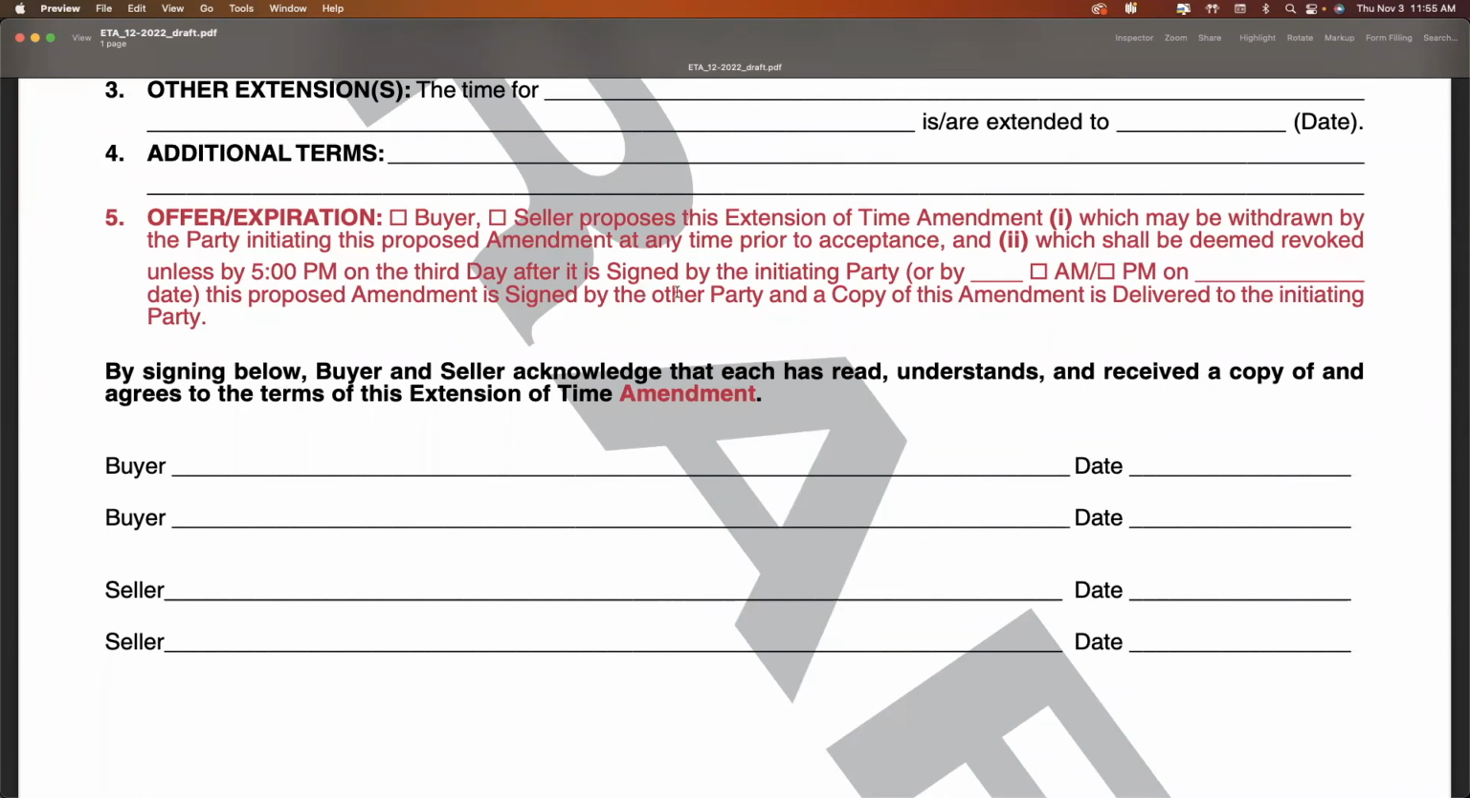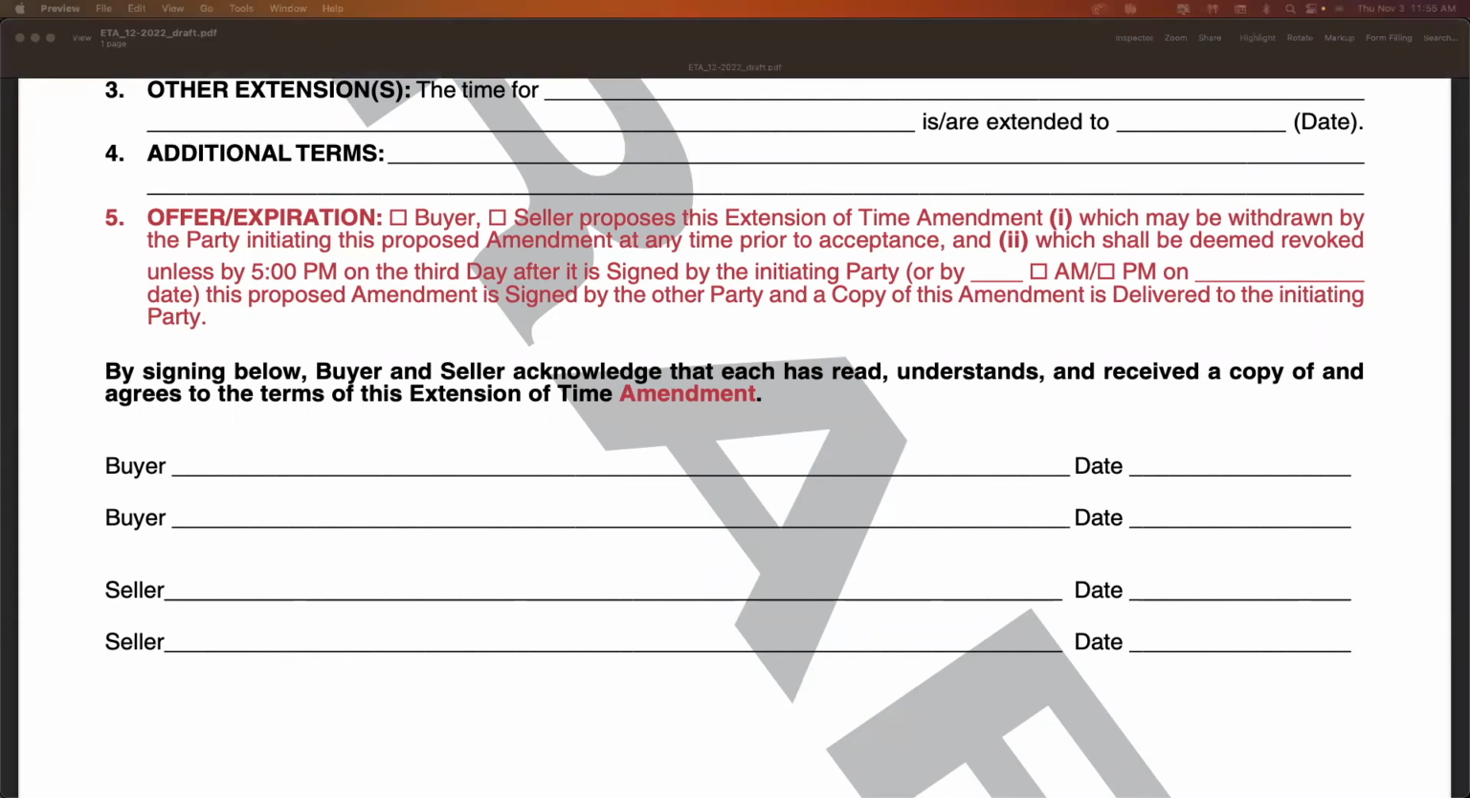Okay. Any questions about the extension of time amendment now? It's not the extension of time addendum. It will become, in December, the extension of time amendment. So any questions? No? All right. And the final one is just they made little changes to the cancellation of contract.